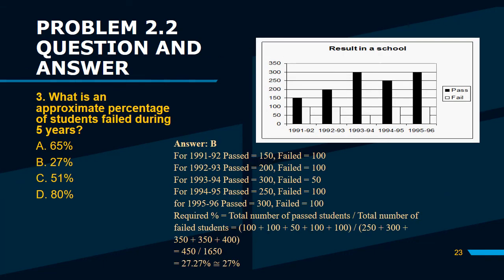So for the third question, what is an approximate percentage of students failed during the 5 years? The answer would be letter B. Since we are looking for the percentage, we have to have the total number of passed students divided by the total number of failed students, which would equal 27%. So the answer is letter B, 27.